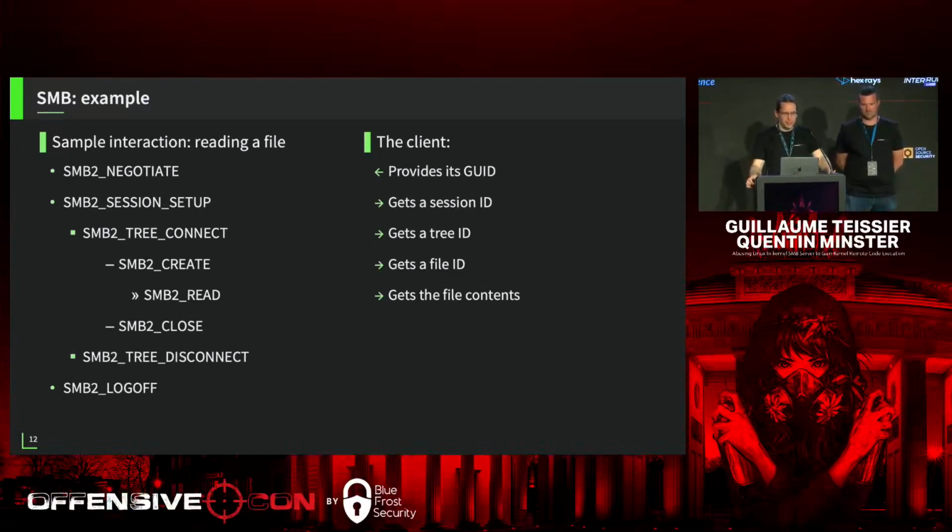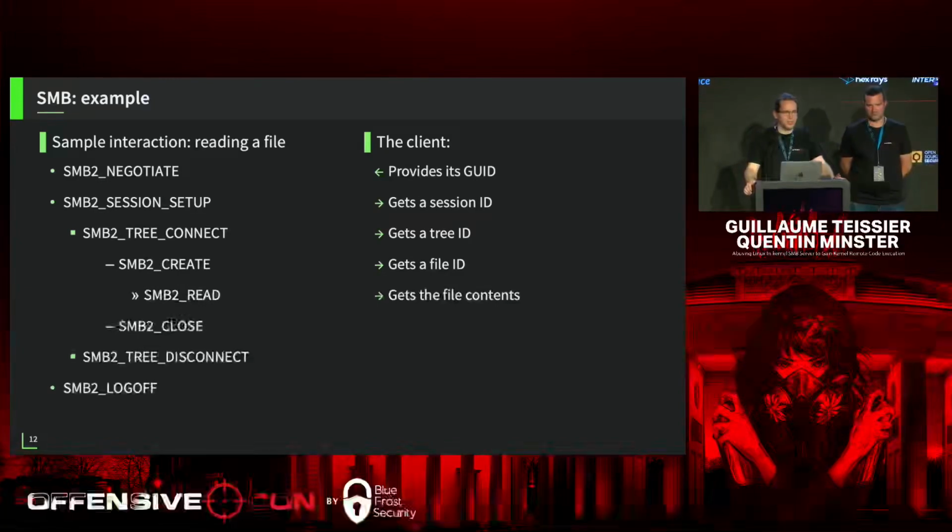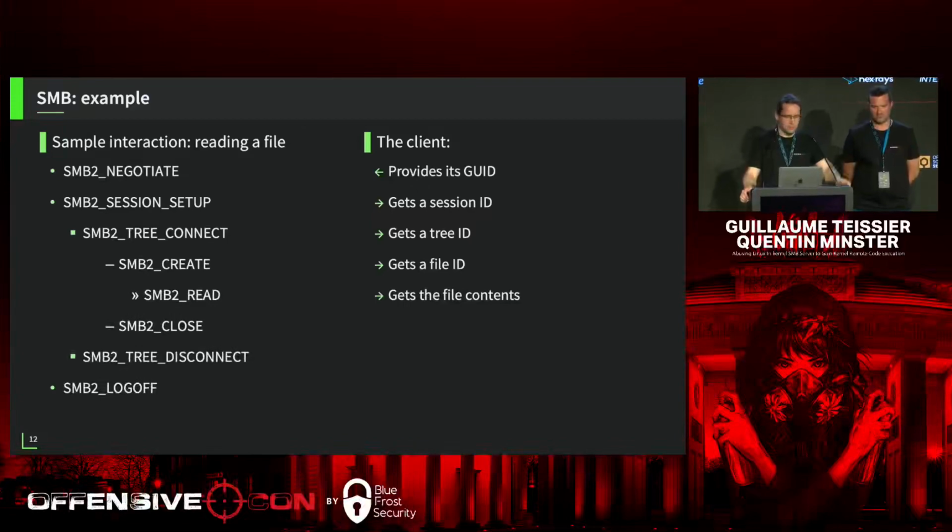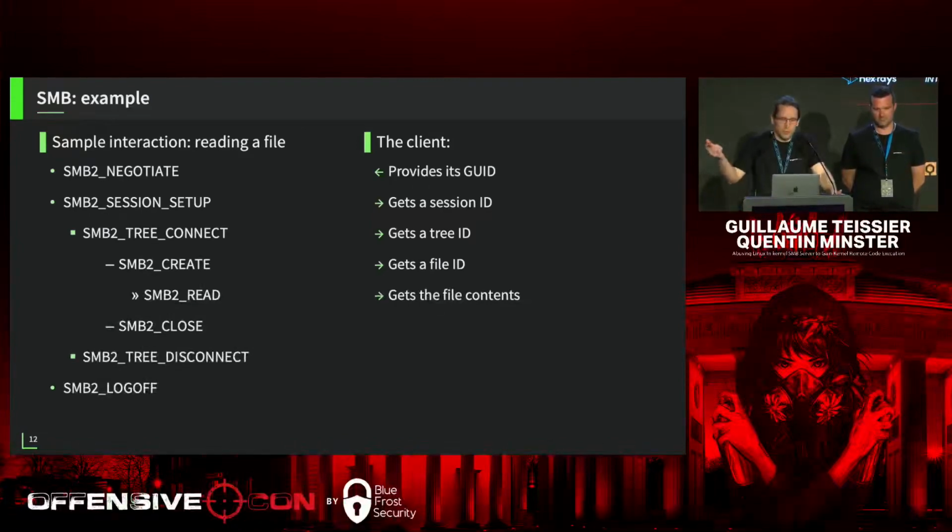authentication occurs. This creates what's called an SMB session, so it's an authenticated context for any operations that might happen next. The client at this stage gets a session ID. Then the client will open a share, that's called a tree connect. You get back a tree ID, then you can open the file. That's an SMB2 create command. It can either create or open files. You get a file ID, and then you just read the file contents by providing the session ID, tree ID, and file ID. And then you can close the file, close the share, disconnect from the tree, and log off. Right, so that's a sample session.